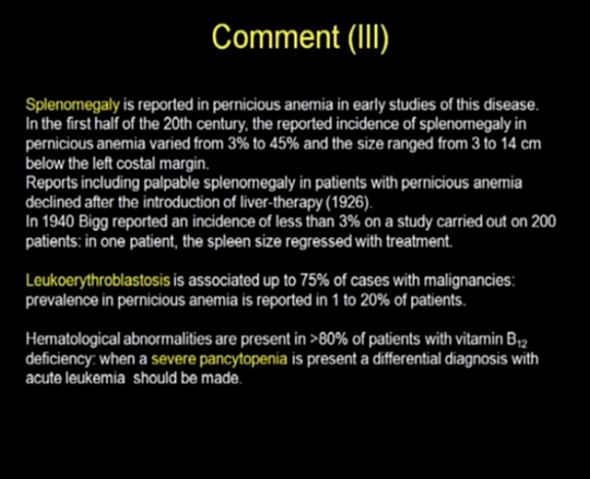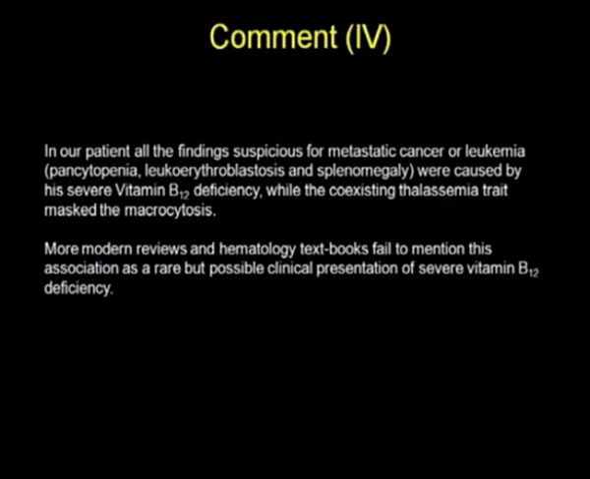The other point was the leukoerythroblastosis, which is associated in up to 75% of cases with malignancies, while prevalence in pernicious anemia is reported in 1 to 20% of patients. So it is possible. Hematological abnormalities are present in more than 80% of patients with B12 deficiency, and when a severe pancytopenia is present, a differential diagnosis should be made with acute leukemia.